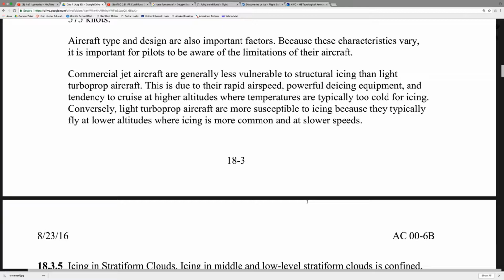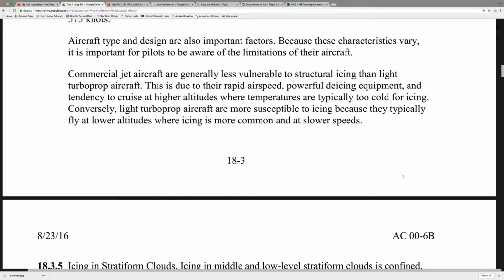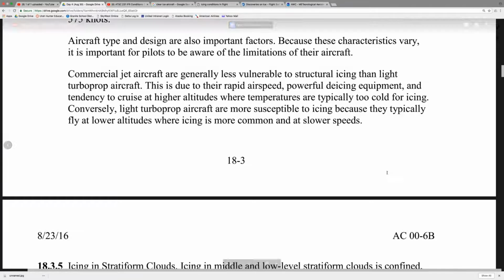Commercial jet aircraft are generally less vulnerable to structural icing than light turboprop aircraft. This is due to their rapid airspeed, powerful de-icing equipment, and tendency to cruise at higher altitudes where temperatures are typically too cold for icing. Conversely, light turboprop aircraft are more susceptible to icing because they are typically low and slow, where icing is more common.